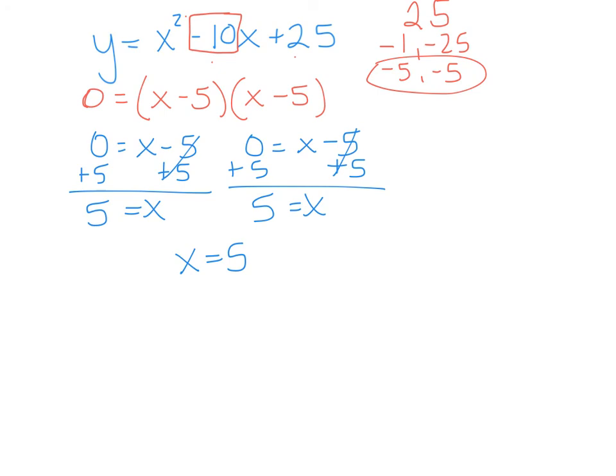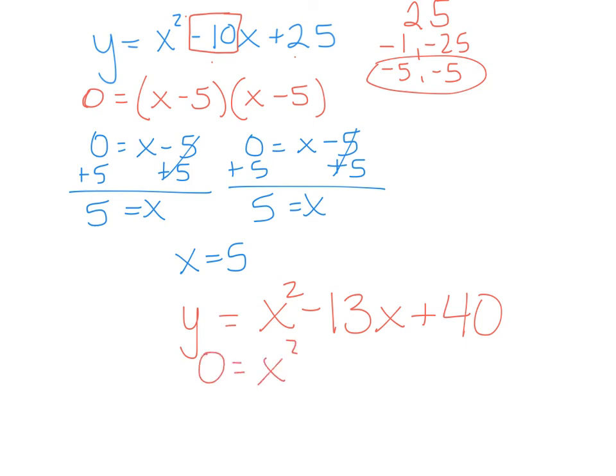Okay. So you've got one more to try by yourself. x squared minus 13x plus 40. Really, we should start out by setting it equal to y and then set it equal to 0. Okay, so there's the first steps. Then hopefully you can solve it by yourself and find the actual solutions.